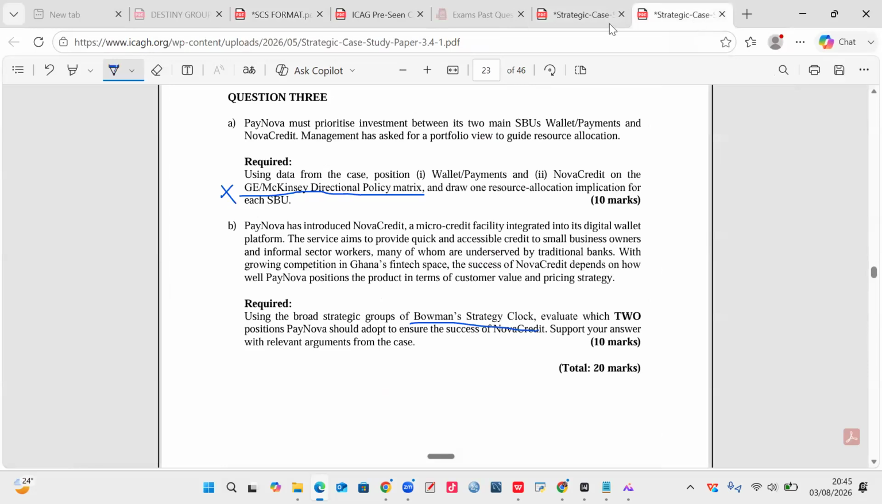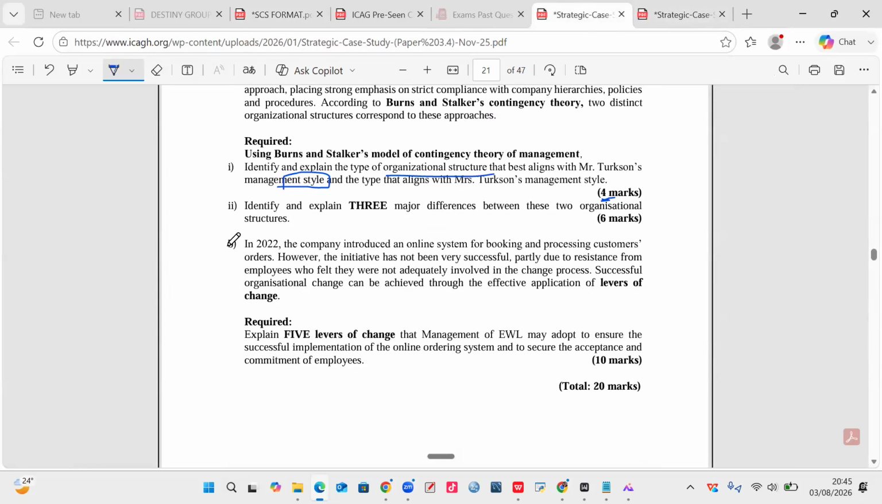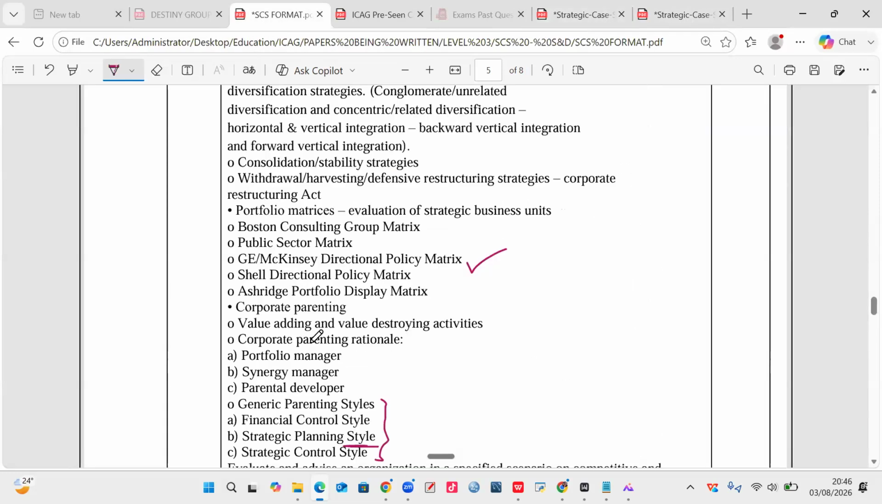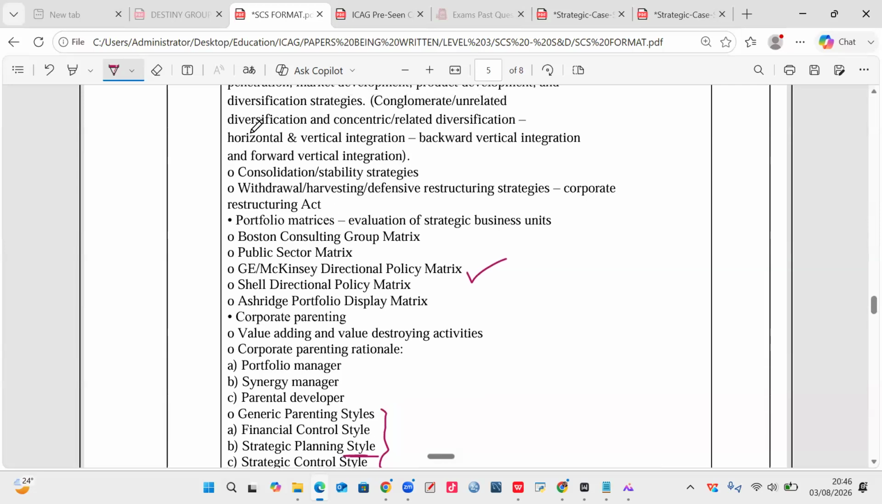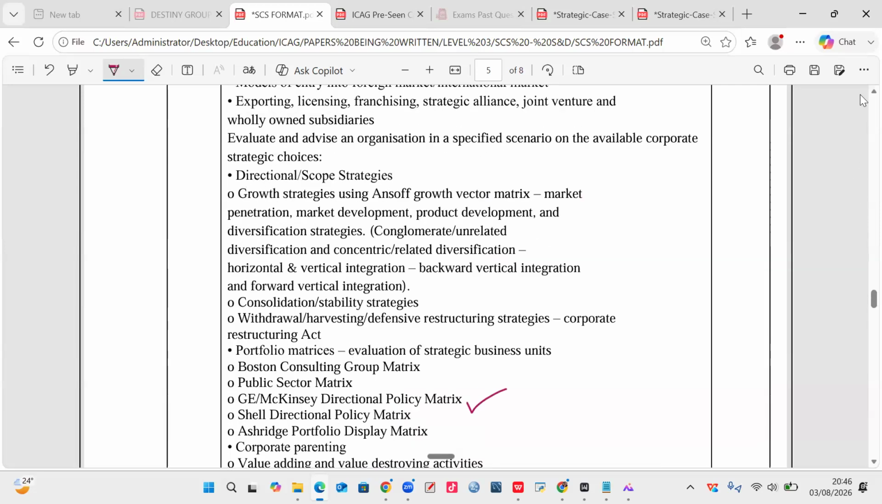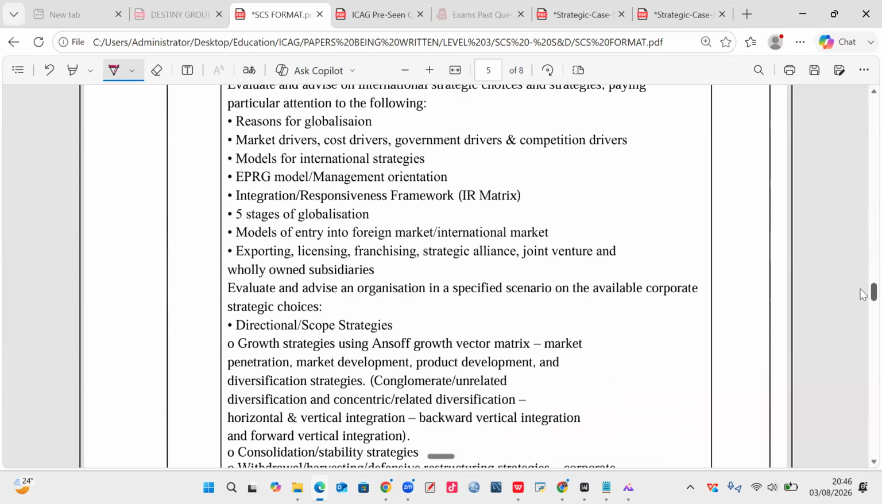Let's look at the next one. It says B, requirement, 5 levels of change. 5 levels that management may adopt to ensure. So what are the levels of change? It is also in question 3. It will be under one of the areas, the levels of change. When we go to question 4, it's the same.